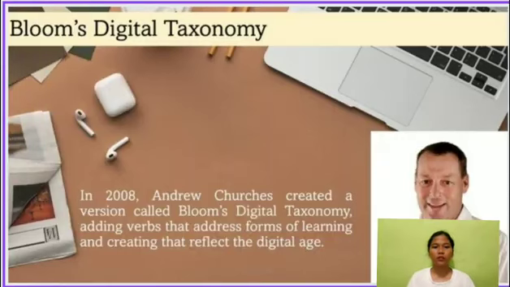Bloom's Digital Taxonomy. In 2008, Andrew Churches created a version called Bloom's Digital Taxonomy, adding verbs that address forms of learning and creating that reflect the digital age. He updated Bloom's taxonomy to fit the digital world. He added new action words that describe how we learn and create using technology, like blogging, tweeting, and video editing. This helps teachers understand how digital tools can be used in education.